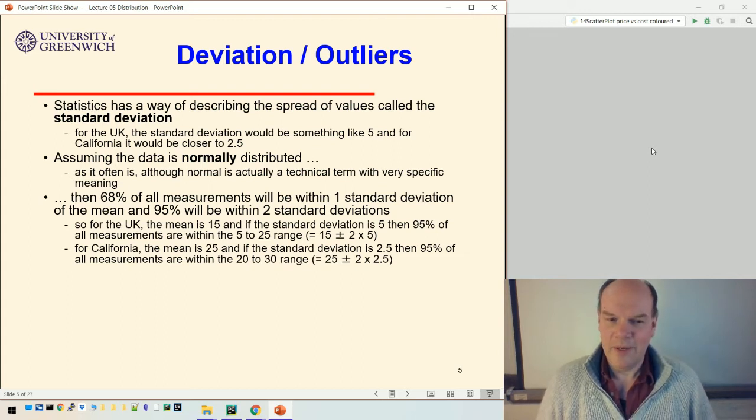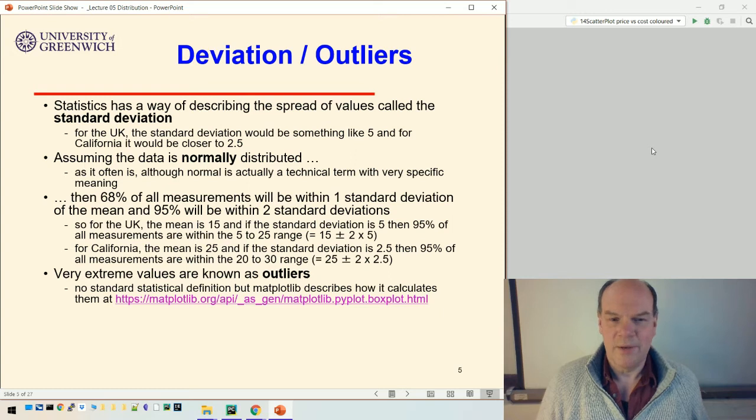Think about California. The mean is 25. The standard deviation is 2.5. Then 95% of the values will be in the 20 to 30 range. Anything beyond that is known as an outlier. So extreme values outside the 2 standard deviations are known as outliers. There's no standard statistical definition that I could come up with, but if you want to look it up, how Matplotlib thinks of them is described on a webpage, so have a look at that.